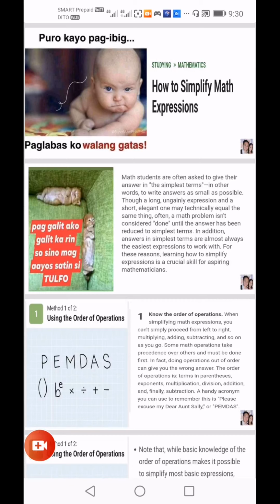Though a long, ungainly expression and a short, elegant one may technically equal the same thing, often a math problem isn't considered done until the answer has been reduced to simplest terms. In addition, answers in simplest terms are almost always the easiest expressions to work with. For these reasons, learning how to simplify expressions is a crucial skill for aspiring mathematicians.